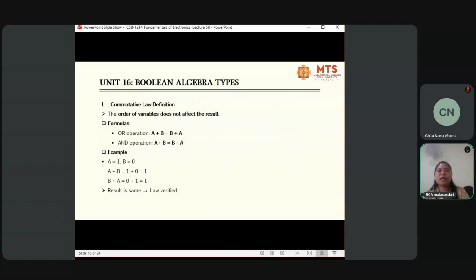So let's understand the Boolean algebra types. First, the commutative law. The order of variables does not affect the result. For the OR operation, OR means plus, right? A plus B can be B plus A as well. This is the commutative law.